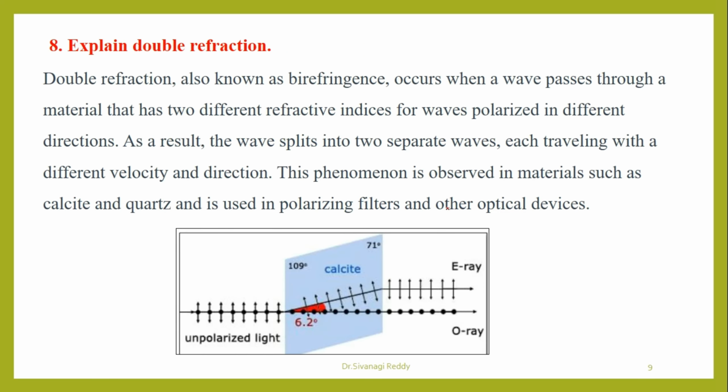Then what is double refraction? This is one of the important questions and is part of our Nicol prism also. Double refraction has another name, that's called birefringence. Whenever light rays pass through a material that has two different refractive indices for waves polarized in different directions, for example when unpolarized light passes through a calcite crystal, it will split into two parts, the extraordinary ray and the ordinary ray.